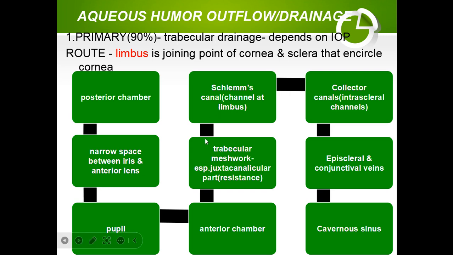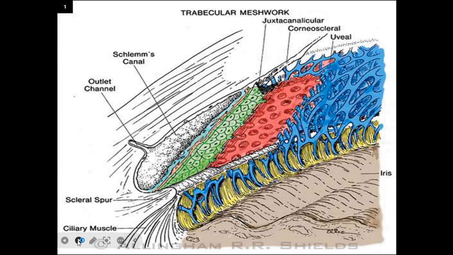And then through the trabecular meshwork it goes into the Schlemm's canal, which is also called channel at limbus. And then it enters into the collector canals, which is also called intrascleral channels. And then it enters into the episcleral and conjunctival veins. And then it enters into the cavernous sinus.